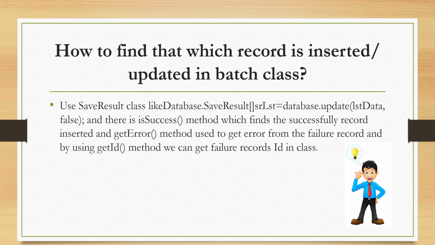there is an isSuccess method which finds the successfully inserted records, and the getErrors method is used to get errors from the failed records, and by using the getId method we can get the failed record ID. So by using Database.SaveResult we can find which records are inserted or updated in a batch class.